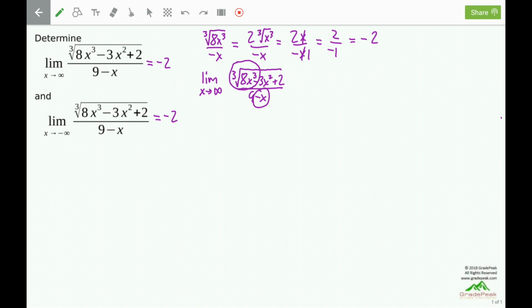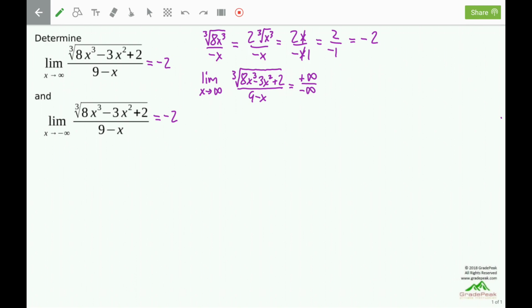In the numerator, positive infinity cubed is positive infinity, times 8 is still positive infinity, and the cubed root of positive infinity is positive infinity. In the denominator, we plug a positive infinity in for x, times a negative will be negative infinity. So we have the positive infinity over negative infinity result, and we have the infinity over infinity indeterminate form here. We will need to rework this.